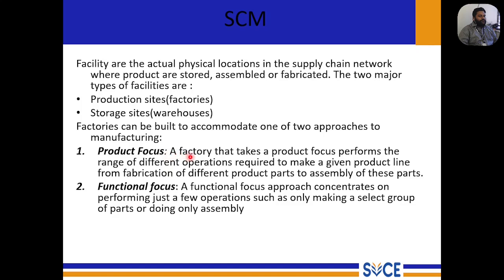A factory that takes a product focused approach performs the range of different operations which is required to make a given product line, from fabrication of different product parts to the assembly of these products. Because when you say product focus, say for example, if you take a car, there are nearly more than 1,000 parts which need to be fabricated, then assembled to complete the entire product. So that is mostly about product focus.